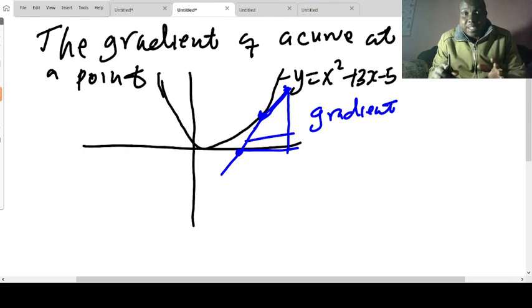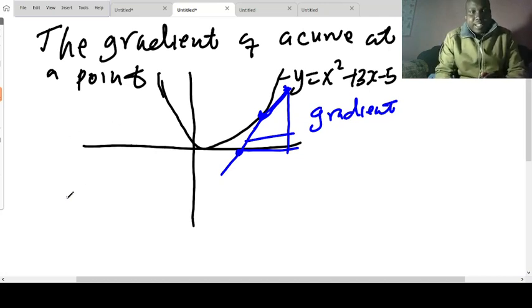Did you hear that? The gradient of a curve is given by calculating the gradient of the tangent at one point of the curve. If you get the gradient at a point on that curve, what you have is the gradient of the tangent, which is equal to the gradient of the curve.